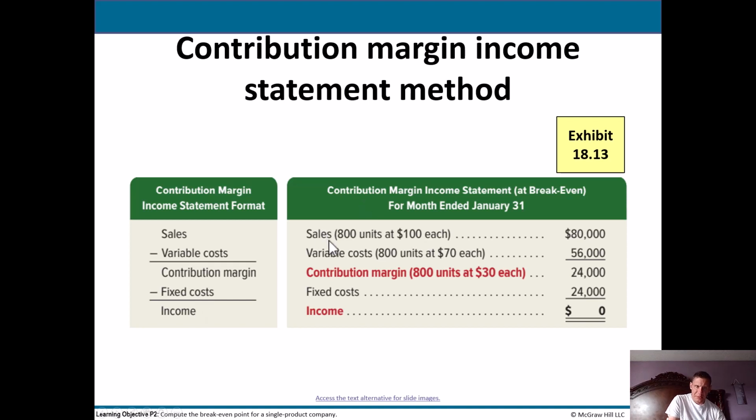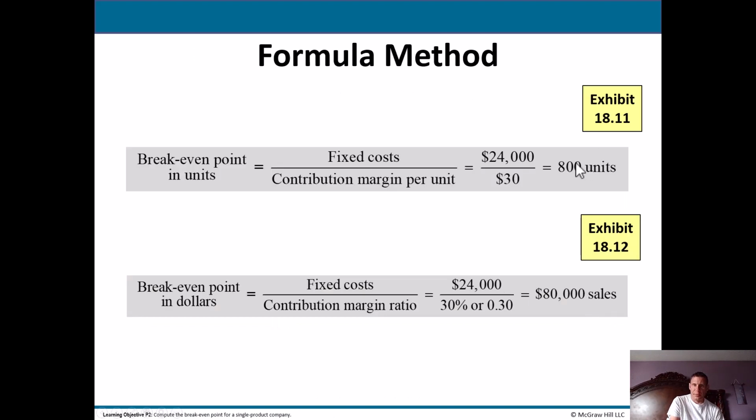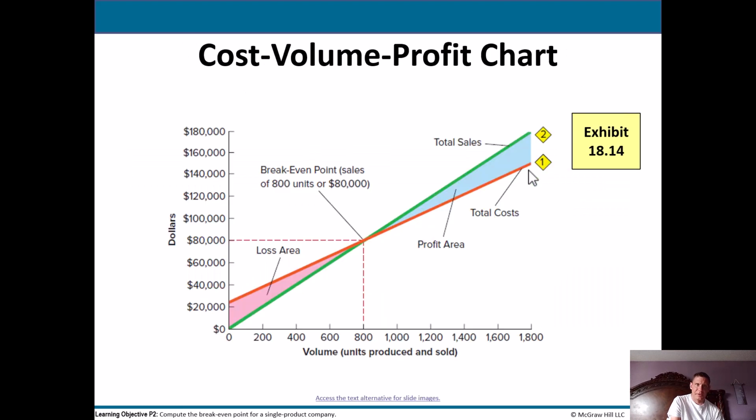So in this example, we have sales of 800 units at $100 a piece, so the sales revenue was 80 grand. The variable costs were 800 units at 70 each, which is 56,000. If we subtract the 56 from the 80, we get 24,000. And we had fixed costs of 24,000. So our income is zero. What we've just done is prove that our two numbers are correct: 800 units, 80,000 in sales, based on 24,000 fixed costs.